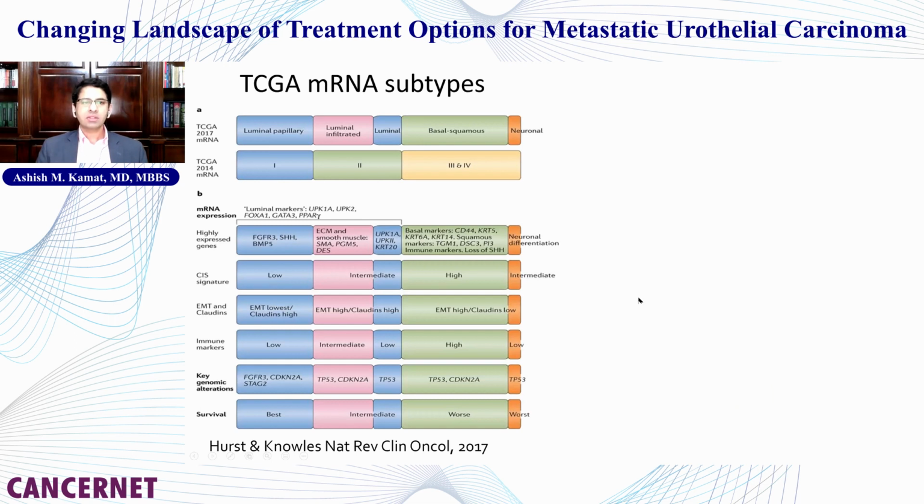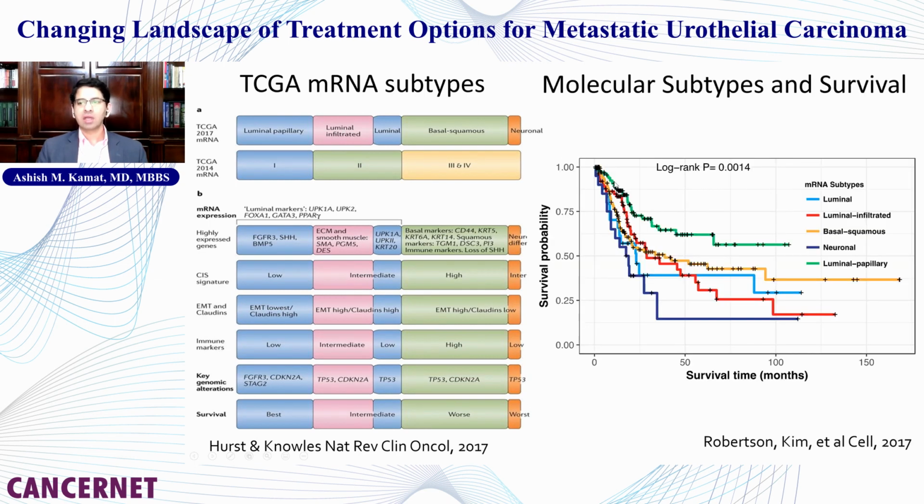So based on this, there was an attempt to classify these patients into the different subtypes. This is the TCGA 2014, TCGA 2017, and make some treatment recommendations. This was, again, an expansion of the TCGA subtype, trying to refine these into treatment recommendation subgroups.